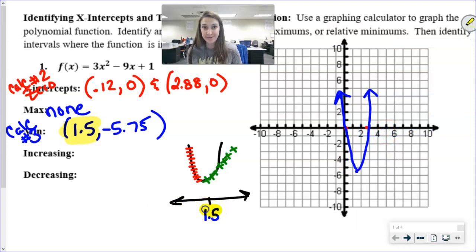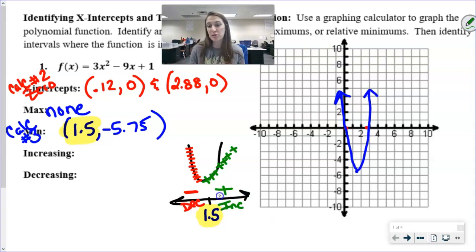Now, we're in for a treat. I love talking about roller coasters, right? Before we hit 1.5, my roller coaster was decreasing. So you can either put a negative symbol like this, or you could write DEC, or you could write the whole word, decreasing. But then after 1.5, my roller coaster was increasing. You can write INC, you can put a green plus sign like I did, but that's the domain interval for which we have increasing and decreasing.